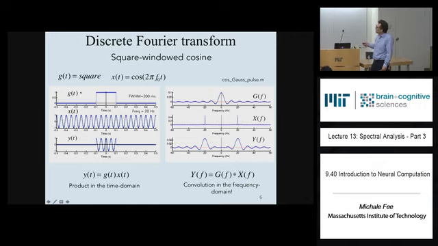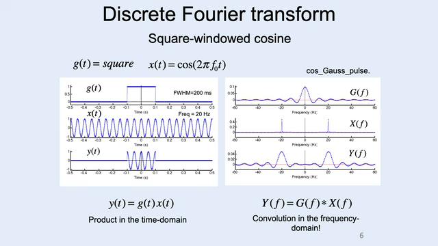So the Fourier transform of the square pulse is again this sinc function. The Fourier transform of the cosine are these two delta functions. Now if we convolve the sinc function with those two delta functions, we get a copy of that sinc function at the location of each of those delta functions, and that is the Fourier transform. Okay? Any questions about that? Just a quick review of things we've been talking about.